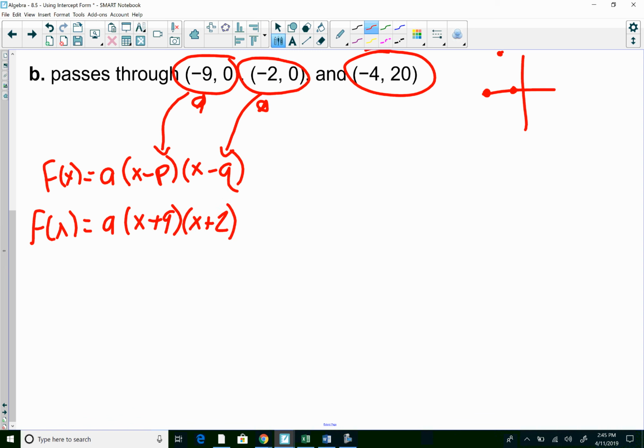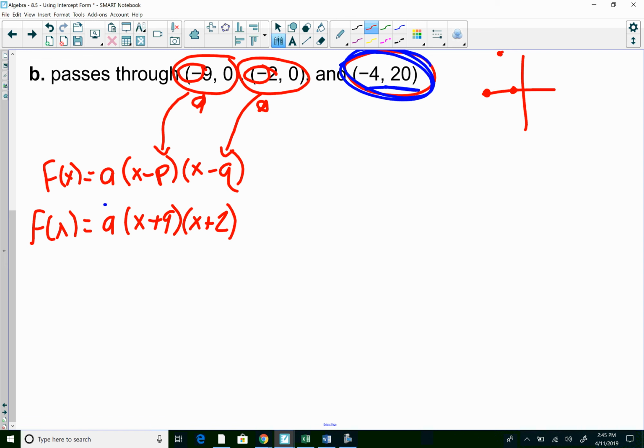And again, looking at the basic formula, it's x minus p and x minus q, and these are opposites. So we're going to take -9, and that's going to turn into +9, like I just said, and then +2. We also have to take into account this last point right here, because right now we can't really take this any further. We don't know what a is.